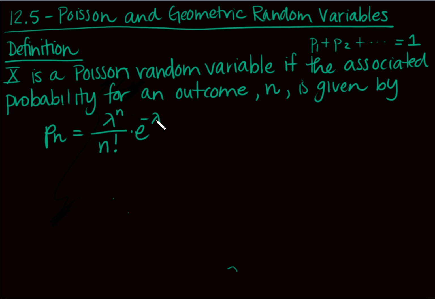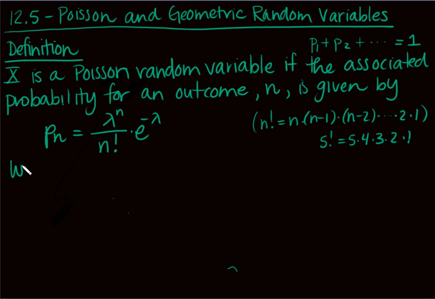And recall n factorial: you just take n times n minus 1 times n minus 2 times dot, dot, dot times 2 times 1. For example, 5 factorial would be 5 times 4 times 3 times 2 times 1. It's used a lot in probability theory. So X is a Poisson random variable if the associated probability for an outcome n is given by this probability function right here.